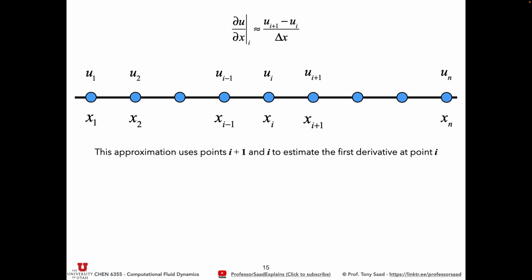Now, this approximation uses points i plus 1 and i to compute this derivative. That's not the only way to do it, okay? But I'm using this now to define some nomenclature. It could be using these 2 points, or these 2 points, or this and this. We'll learn later how to derive different approximations. The set of points that you use to approximate a derivative is called a stencil. All right? So we call this a stencil.